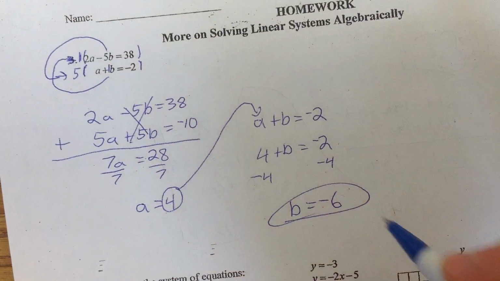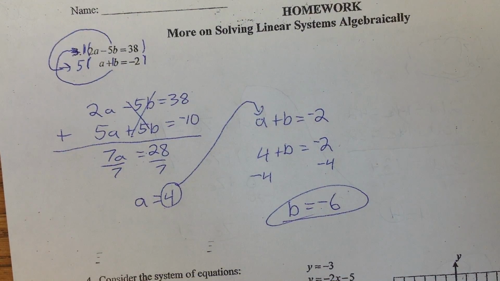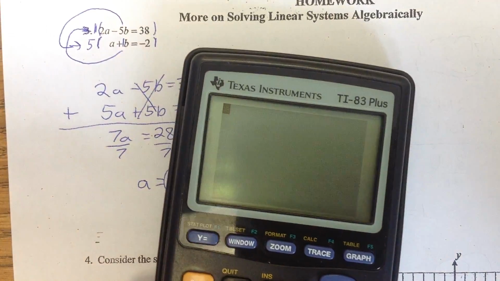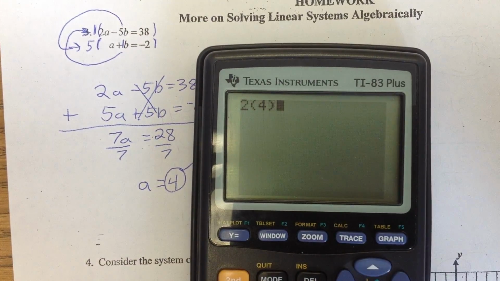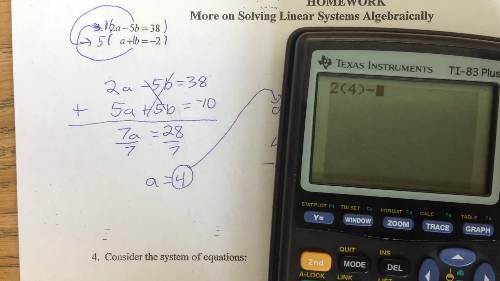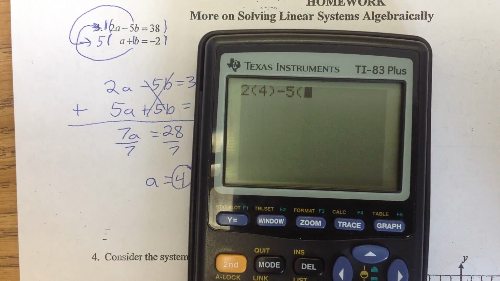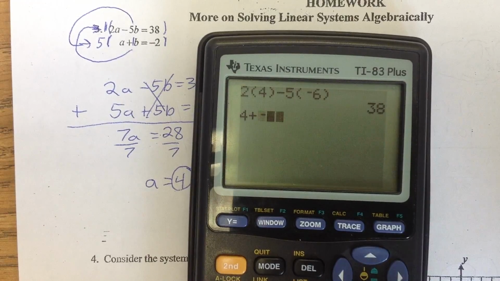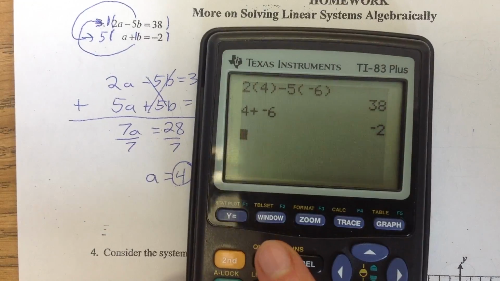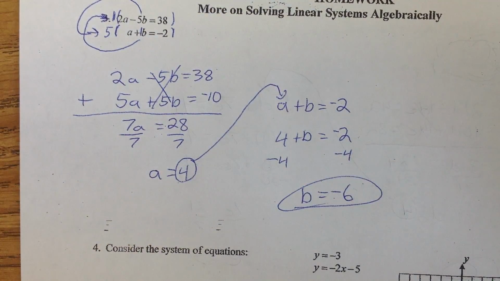Okay. So again, always a good idea to check these. So let's see, we've got 2 times 4, because that's our a, minus 5 times negative 6, because that's our b. Hopefully it's going to be 38, and it is. And then we've got 4 plus negative 6, and hopefully that's going to equal negative 2, and it does, so we can be confident that we got the right answer here.